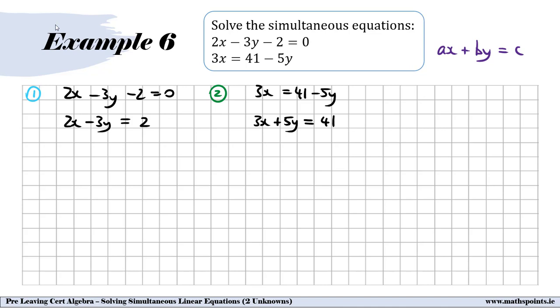What I have to have a look at now is whether I can multiply one of the lines to get either the x's or the y's to eliminate. And from a quick glance at both lines, I can see that I can't. 2 is not a factor of 3, and 3 is not a factor of 5. So it's not going to be enough to multiply one of the lines.